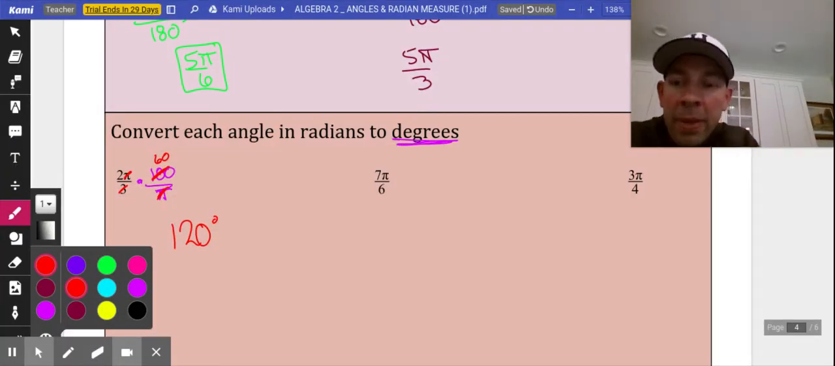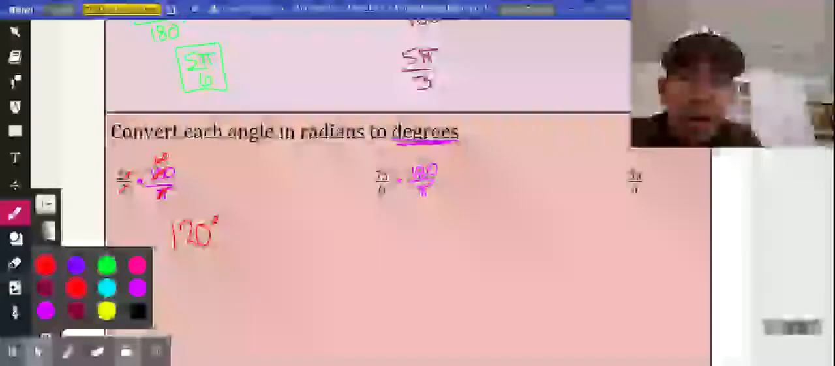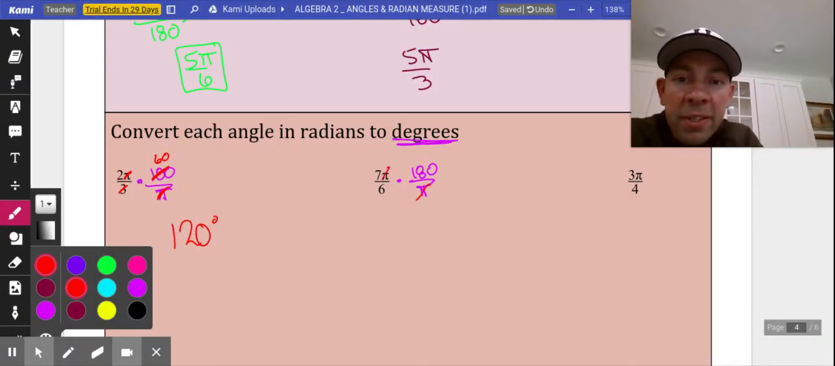All right, let's multiply by 180 over pi, since we want to convert to degrees, so the 180 goes on top. You could see how the pi's are going to cancel. 6 goes into 180 30 times. 7 times 30 makes 210.